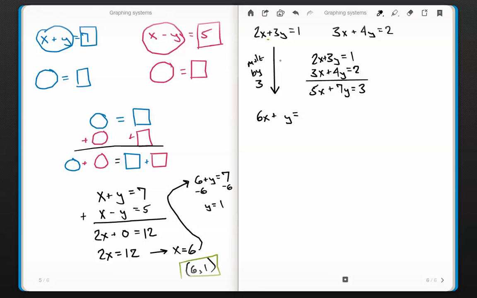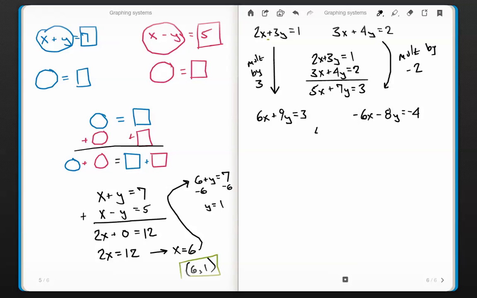So 2x times 3 gives me 6x. 3y times 3 gives me 9y. And 1 times 3 gives me 3. Now I'm going to take this other equation, and we're going to have to do kind of an end around here. I'm going to multiply by negative 2. So 3x times negative 2 gives me a negative 6x. 4y times negative 2 gives me a negative 8y. 2 times negative 2 gives me a negative 4.